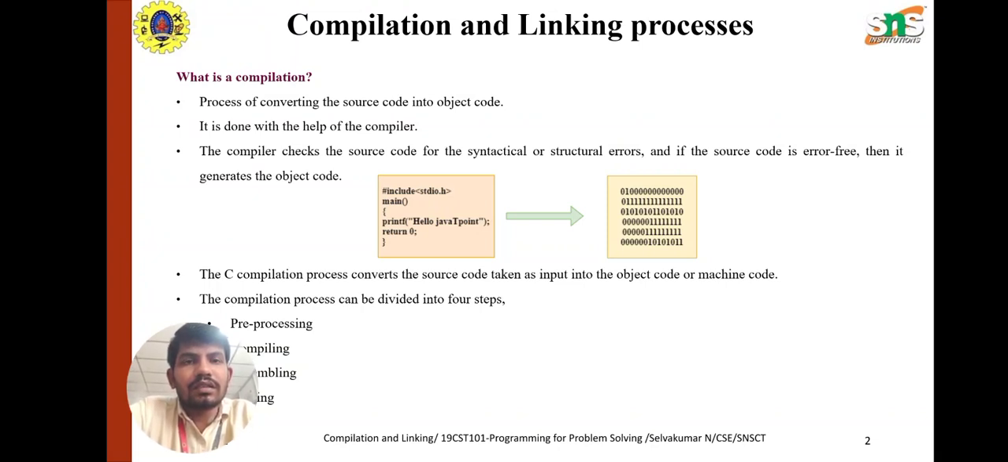The compiler checks the source code for syntactical or structural errors, and if the source code is error free, then it generates the object code. The C compilation process converts the source code taken as input into object code or machine code. The compilation process can be divided into four steps.